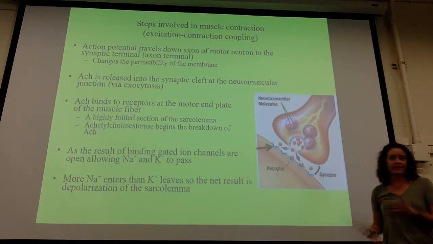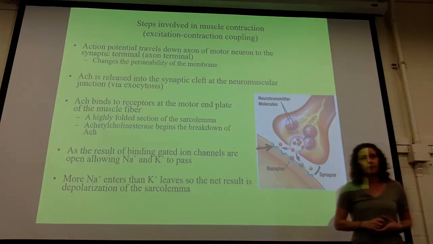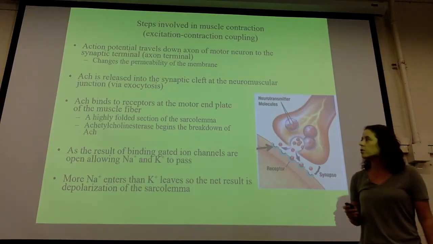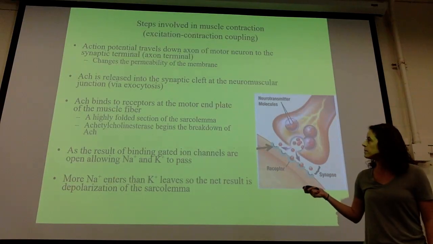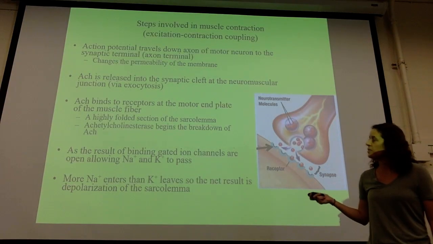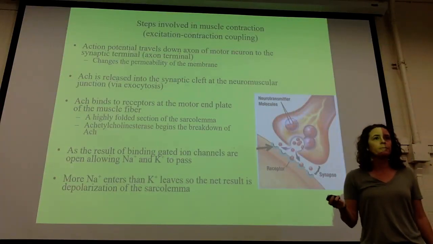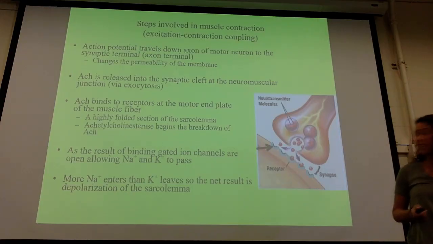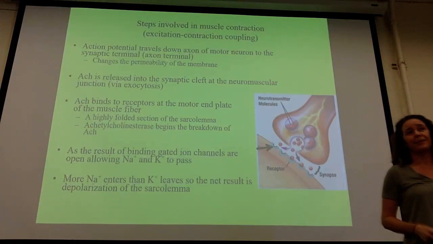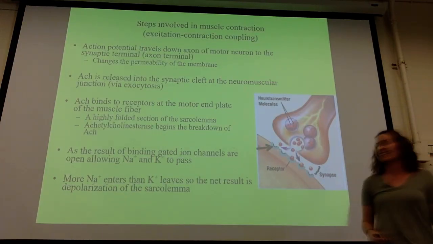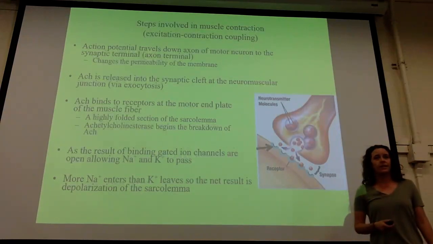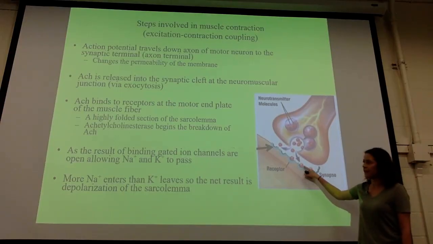Acetylcholinesterase breaks down acetylcholine. What's the ester? Is that ester or ester? Acetylcholinesterase? Yeah, it just doesn't sound right. Anyway, the ester means that it breaks down something. You're quite the linguist. I'd have to look that one up too. So acetylcholinesterase is the enzyme that starts breaking down acetylcholine.